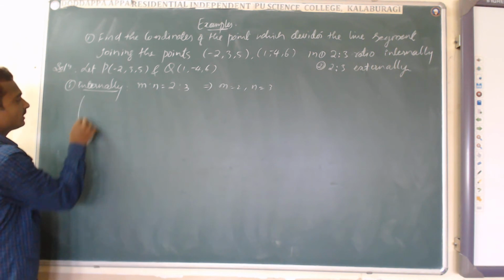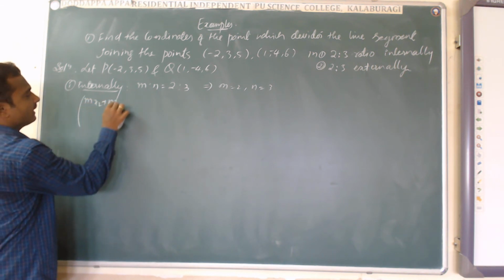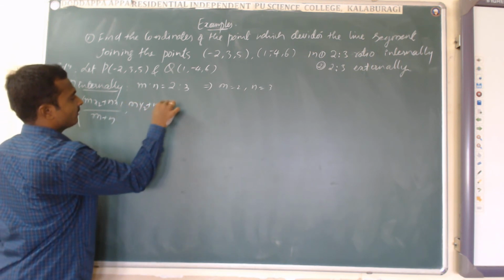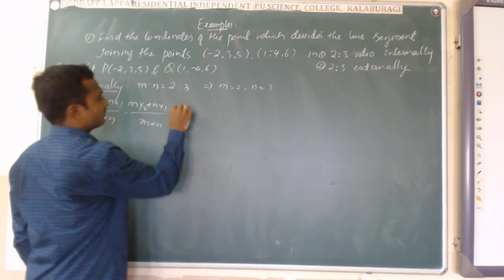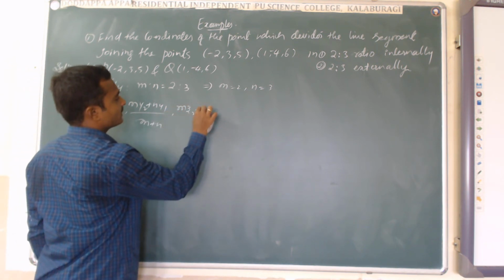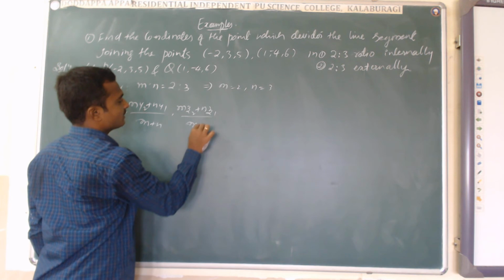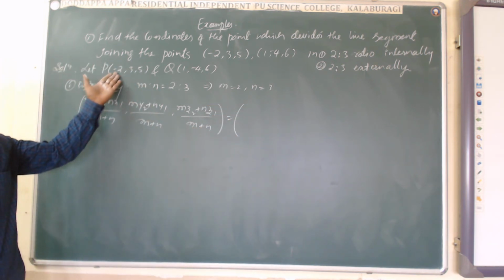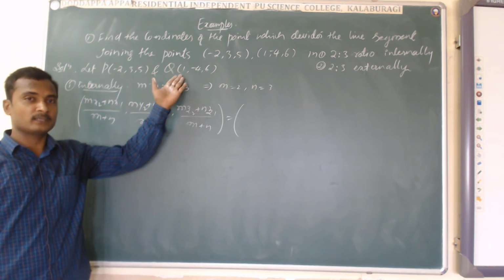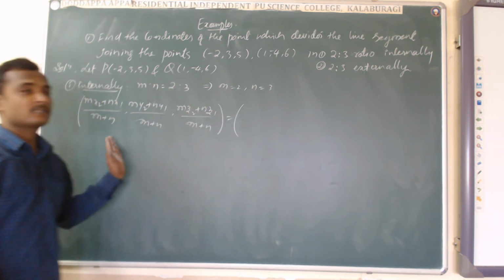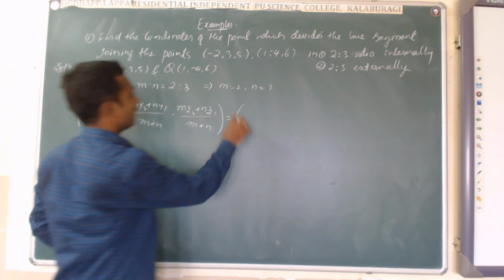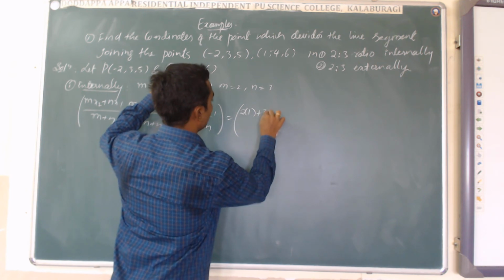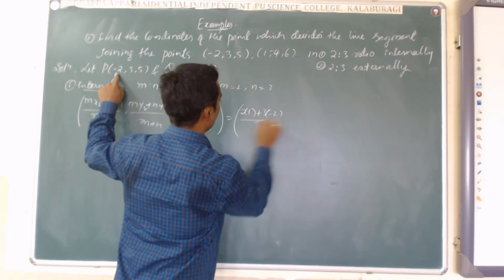So the section formula for internal division is (mx2 + nx1)/(m + n), (my2 + ny1)/(m + n), and similarly (mz2 + nz1)/(m + n). Let us consider this as x1, y1, z1, and this as x2, y2, z2. m is given, n is given. Let us substitute here one by one. So mx2, m is 2, x2 is here, mx2 plus nx1, x1 is -2, by m plus n.